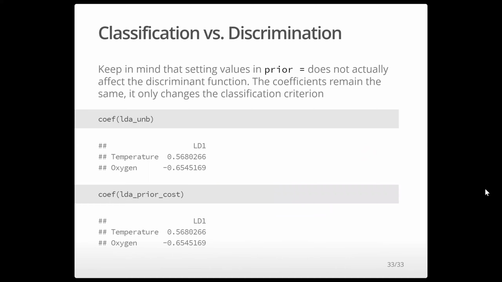One thing to keep in mind is that all of this is about classification. It doesn't actually change the discriminant function. All it's doing is changing the criteria by which we classify. So the coefficients for the discriminant function are the same no matter what you enter for the prior argument. The prior argument is just saying, this is what my classification criteria is going to be. By default, the classification criteria is greater than or equal to 0. Here we're saying it's something else. It's not 0.